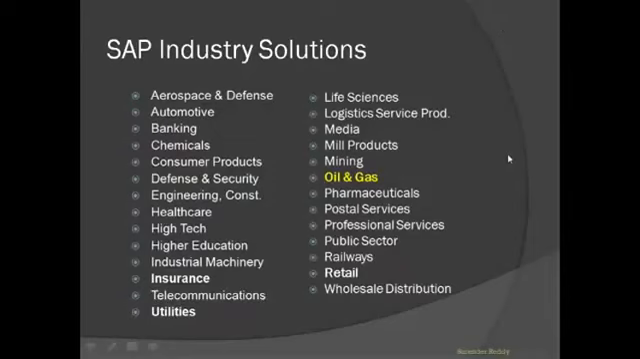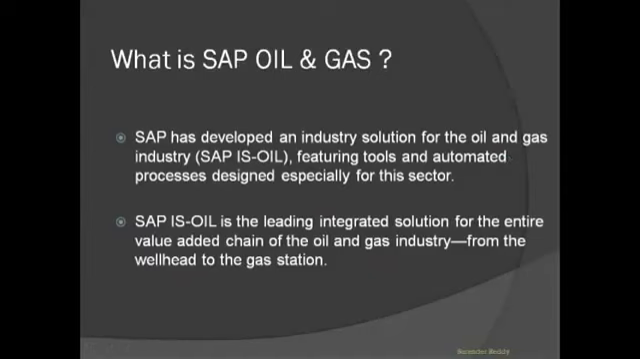So, what is oil and gas? SAP IS oil and gas. It is also like a basic domain, but it supports the basic domains like SD processes. This IS oil and gas domain supports the SD process in oil and gas business, and MM processes like logistics, and SD processes like pricing, back orders. Third party sales, those things SAP IS oil and gas supports. From the wellhead to the gas station, all the business scenarios we can fit into this SAP IS oil and gas. This is particularly used for the oil and gas industry only.